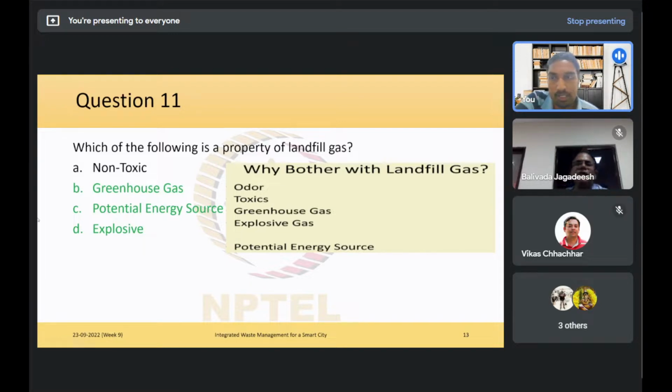So that is also explosive. Whereas these are not non-toxic. So these landfill gases are toxic, right? So for example, hydrogen sulfide, it's a toxic gas, right? So therefore, option A is not right, whereas options B, C, and D are properties of the landfill gases, right? So all the three are correct.